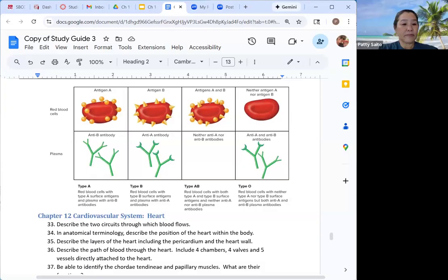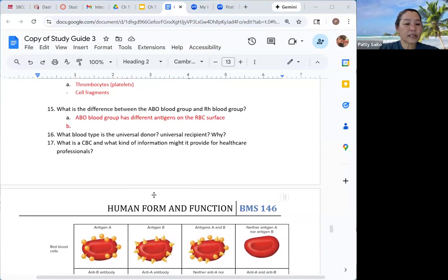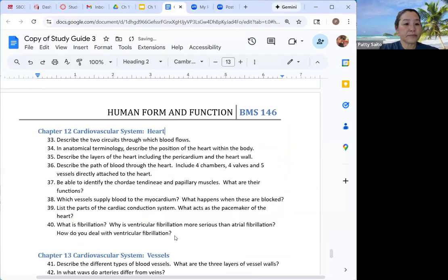Let me see. Oh, there's one more thing that I wanted to put on here. Oh, yeah. About the Rh. So, oops, I put this in the wrong place. I put my picture in the wrong place.